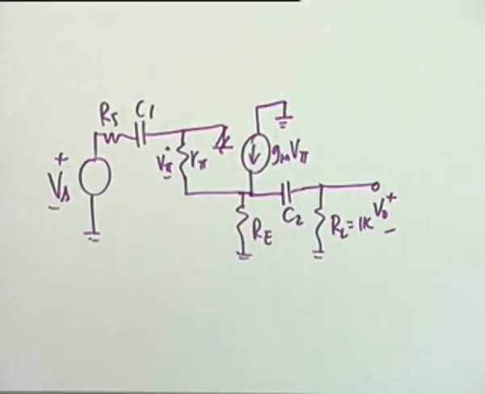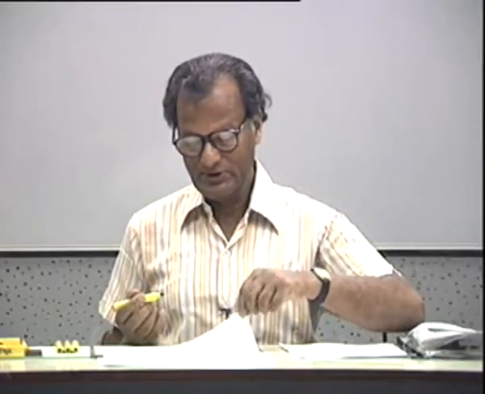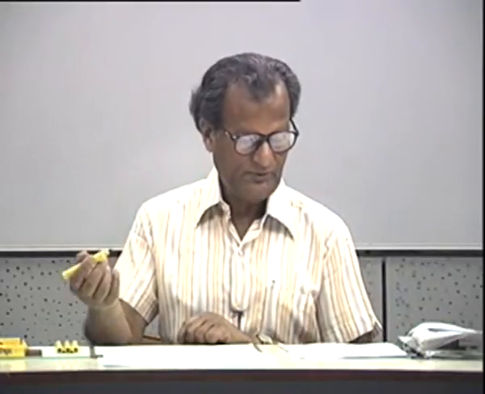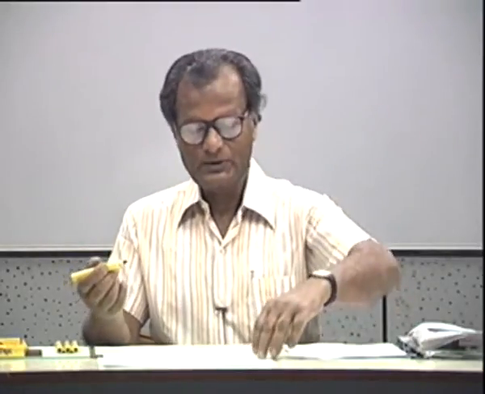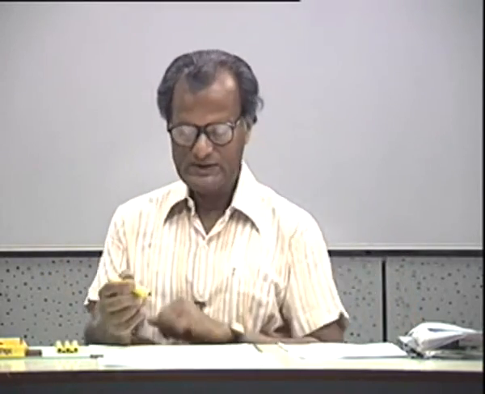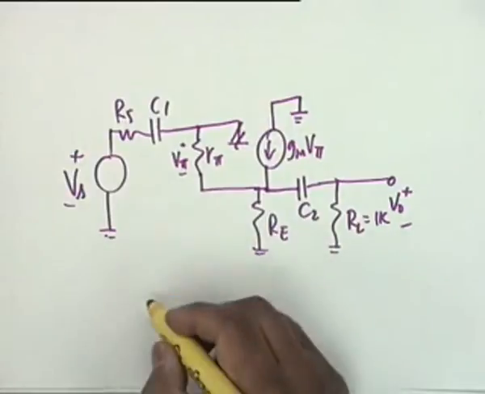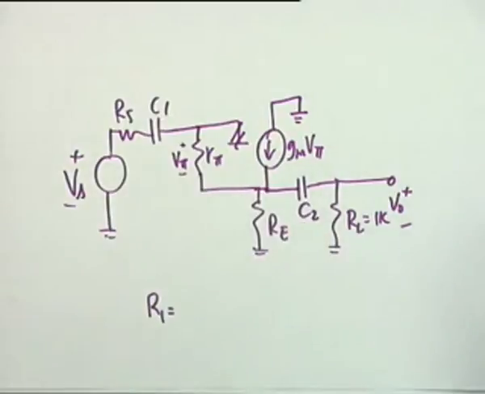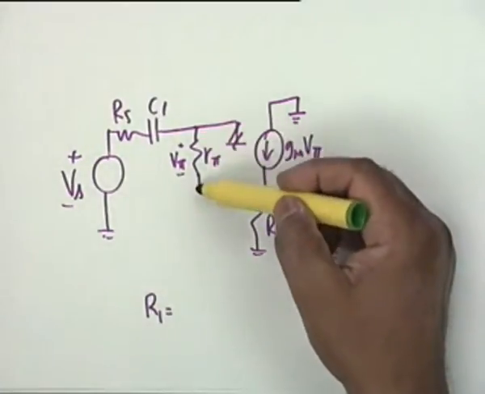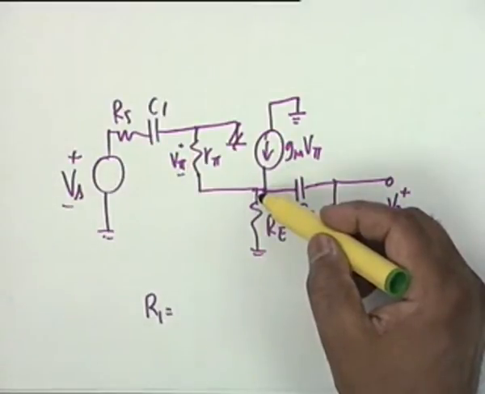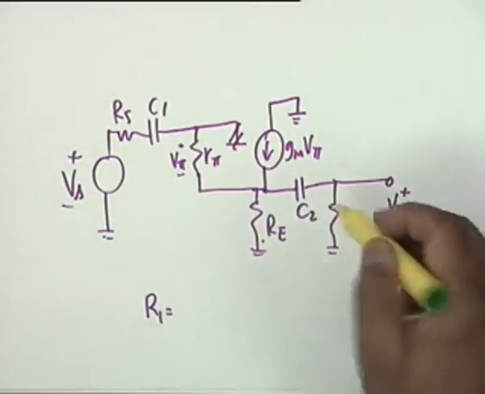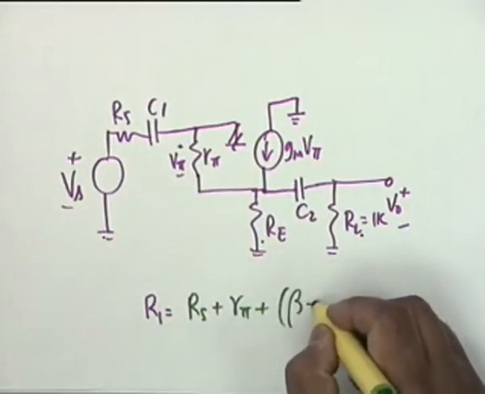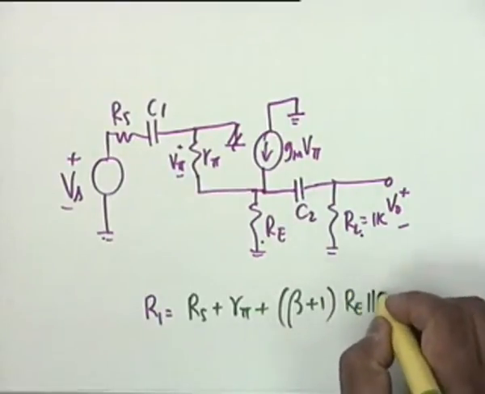So, we offer the short circuit, through short circuit time constants. As I said, we first find out, as far as the equivalent impedance seen by C1 is concerned, this will be grounded. You can do it by inspection. This is R pi, and the equivalent impedance here would be beta plus 1 times Re parallel RL. So, it can be written down by inspection: Rs plus R pi plus beta plus 1 times Re parallel RL.